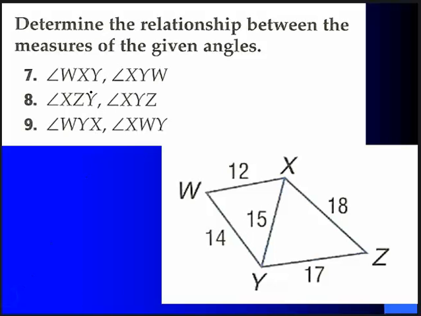Okay, now let's do XZY here, and XYZ. Again, let's go across. We hit 15. Go across and we hit 18. Well, 15, that's going to be smaller. So XZY is smaller. So I'm going to put a less than sign there.